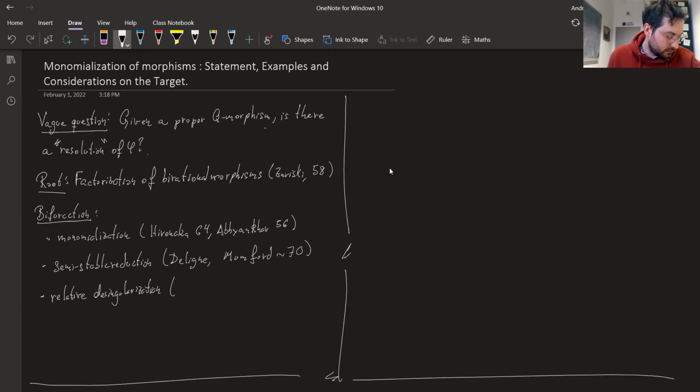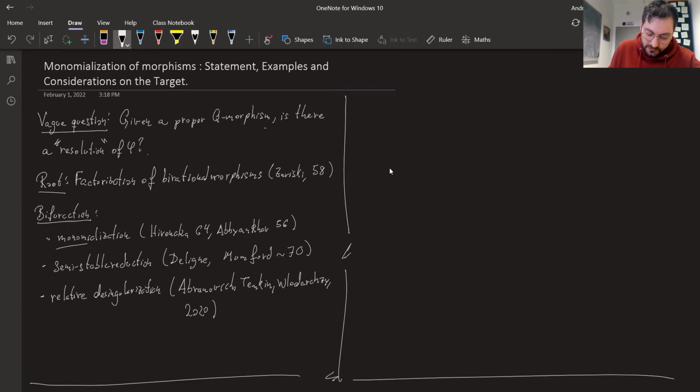And I also want to cite the more modern notion of relative desingularization, which was recently introduced by Abramovich, Temkin, and Włodarczyk here in 2020. And these are all different notions of what this resolution might mean for us, which we haven't defined yet.